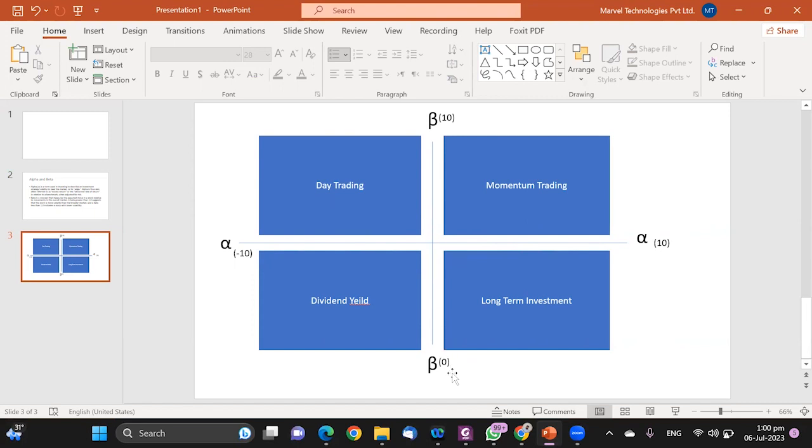And on the y-axis, it is beta. The middle number is 1. For beta, it goes from 0 to 10, and it can go up to 1, 2, 3, 4, whatever the reason is.